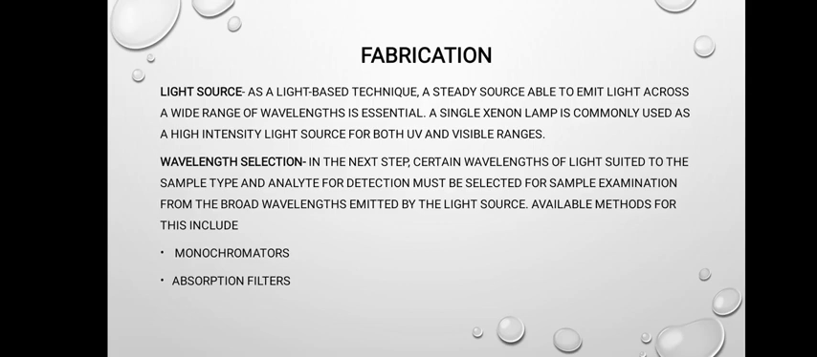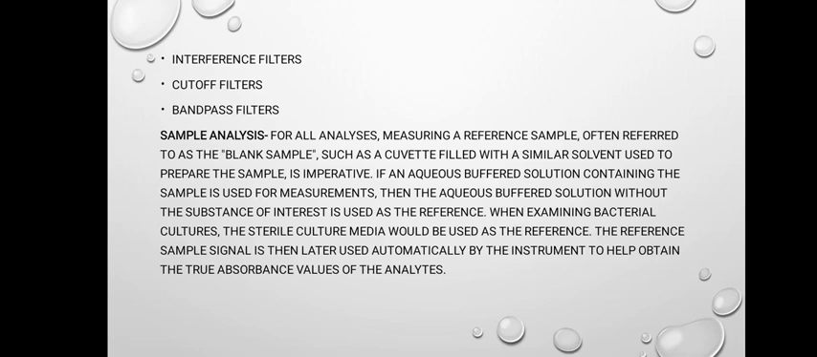For wavelength selection, in the next step, certain wavelengths of light are selected. For this, the first one is the monochromators, the second one is the absorption filters, the third one is the interference filters, and the fourth one is the cutoff filters.